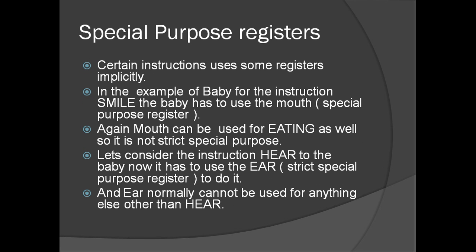Special purpose registers. I have mentioned that some of the registers are special purpose. What is the meaning of that? Certain instructions use some registers implicitly. In the example of the baby as CPU, for the instruction smile, the baby has to use the mouth. That is an example of a special purpose register. Again, the mouth can be used for eating as well, so it is not a strict special purpose register, which means that other actions can be done with that memory location as well.